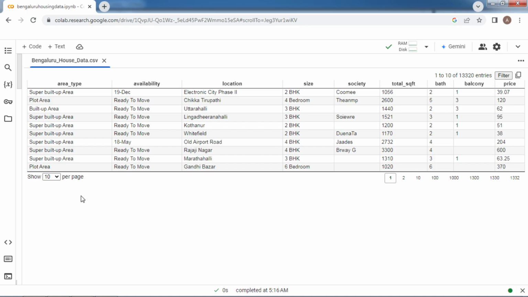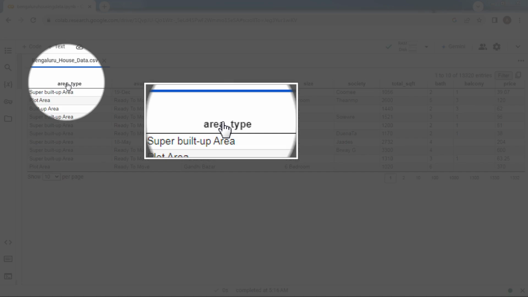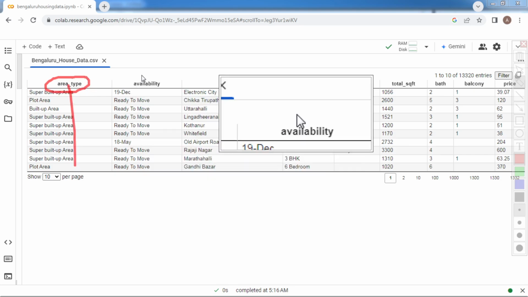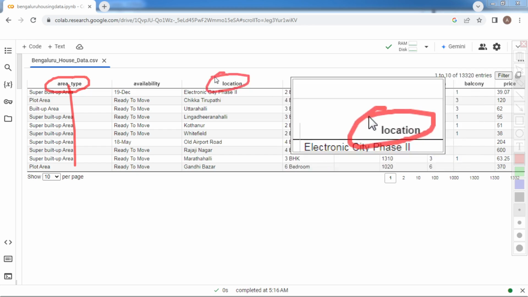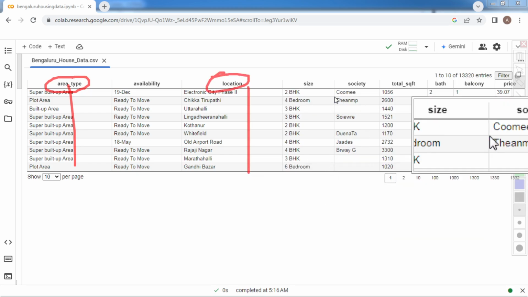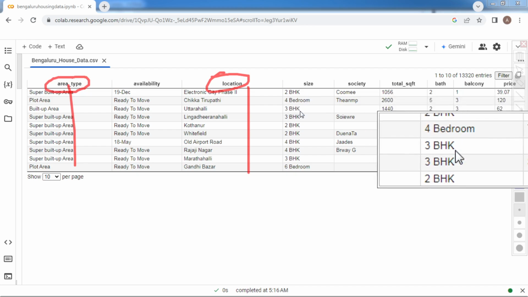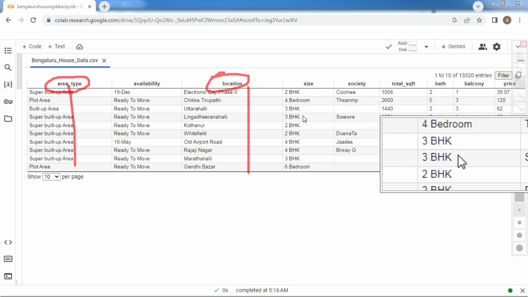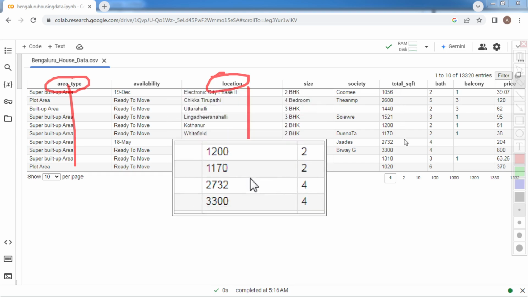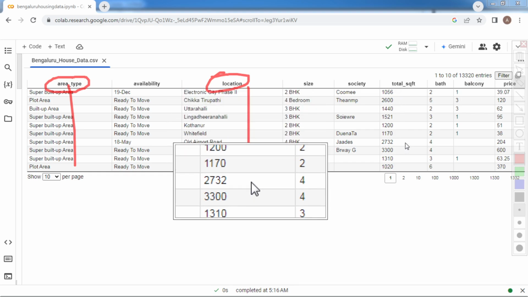This particular dataset, which we have over here, has information about properties in Bangalore, such as the area type, as you can see over here, location, and number of bedrooms, also 2 BHK, 4 bedroom, 3 BHK, whatever, and also size in square feet, and price in lakhs.